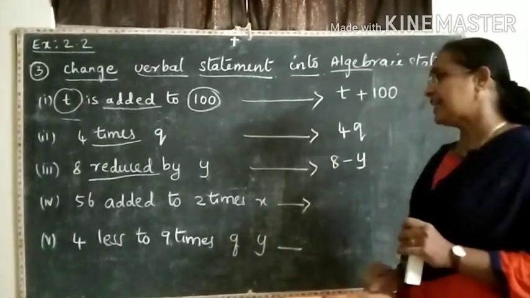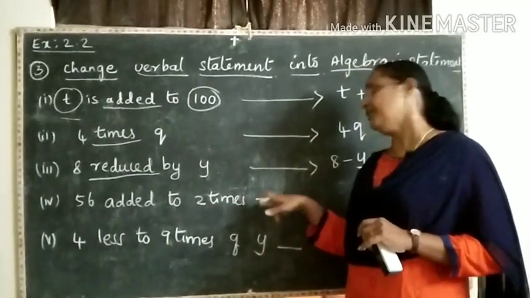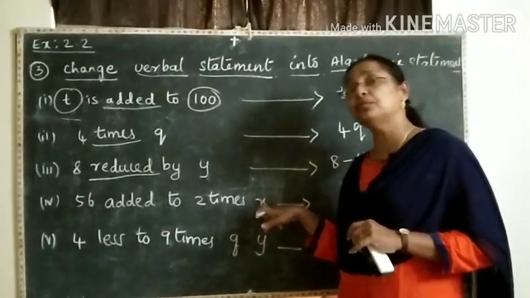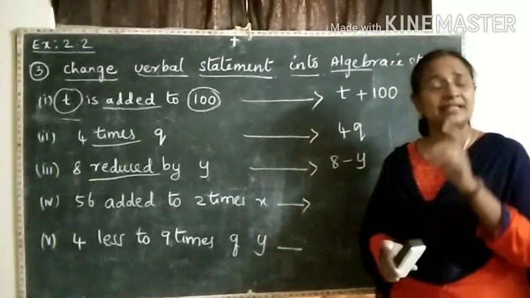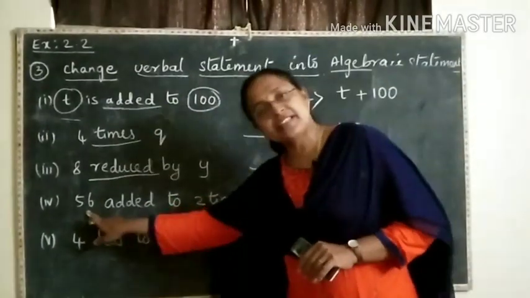Okay. Now look into the next sum. 56 added to 2 times of x. Now listen very carefully. Now we have two operations here. One constant.